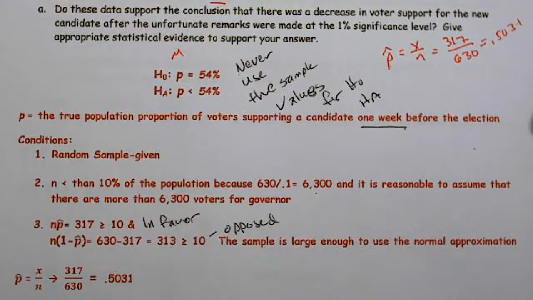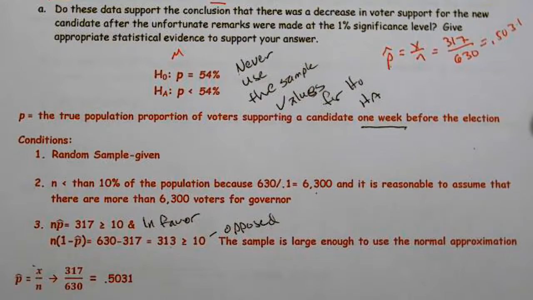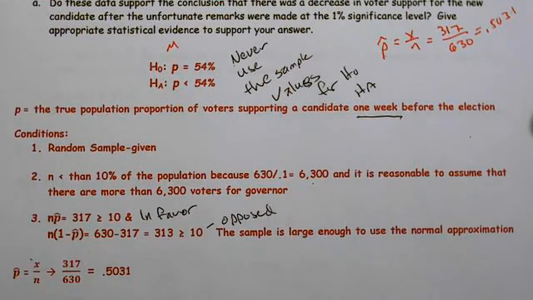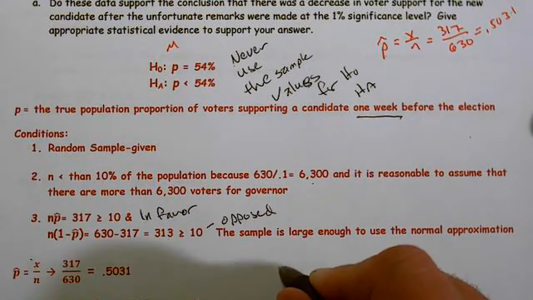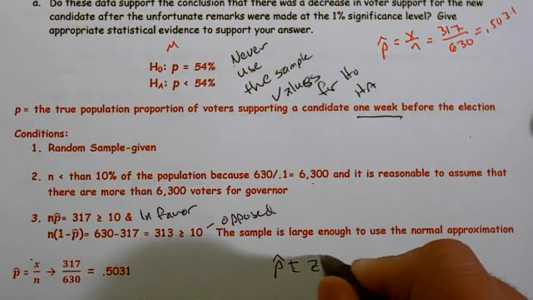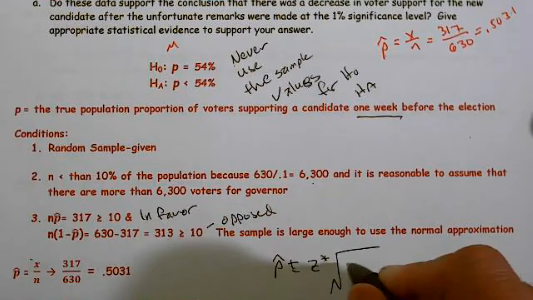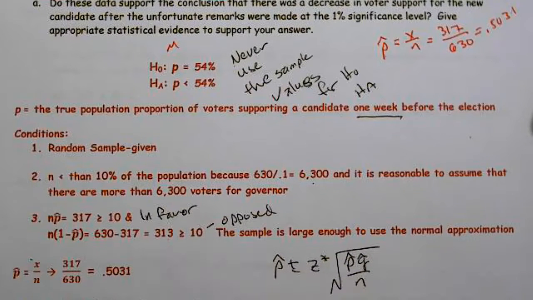And as we said earlier, we have 317 over 630. Please make sure x and n always must be whole numbers. All right, we go ahead and write our equation, and I want to compare equations. First, I'm going to start off with the confidence interval. Our confidence interval equation is p hat plus or minus z star times the square root of p hat q hat over n.